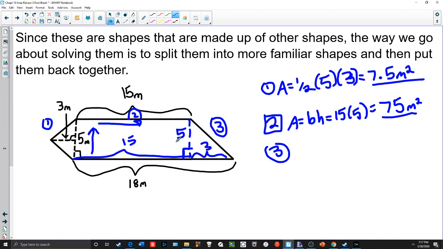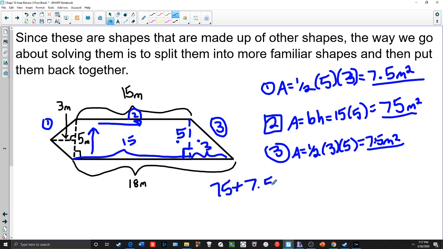So this triangle is also going to be 1/2 base times height. So, whoa, let me try that again. There we go. So 1/2 base times height, which is 7.5 meters squared again, same as the first triangle. So now, to get my full area, I'm going to add them. 7.5 plus 75 plus 7.5, or 75 plus 2 7.5s, really doesn't matter. So these two together make 15, and 15 plus 75 would give me a grand total of 90 meters squared.